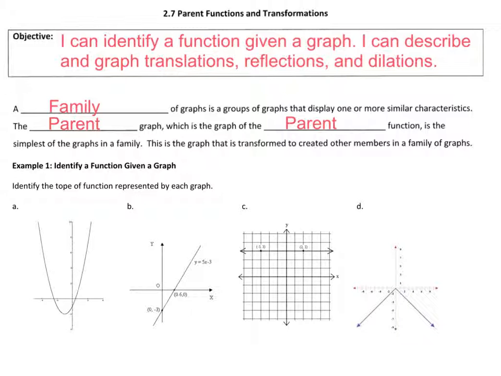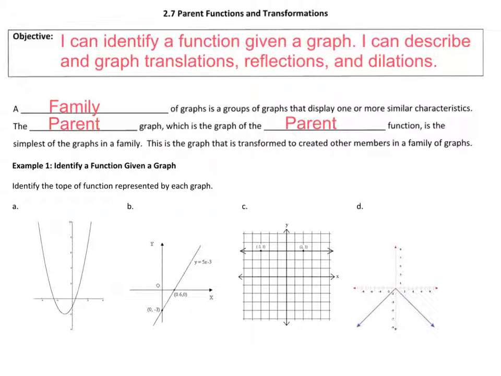The parent graph, which is the graph of the parent function, is the simplest of the graphs in a family. This is the graph that is transformed to create other members in a family of graphs. In example 1, we're going to identify the type of function represented by each graph.